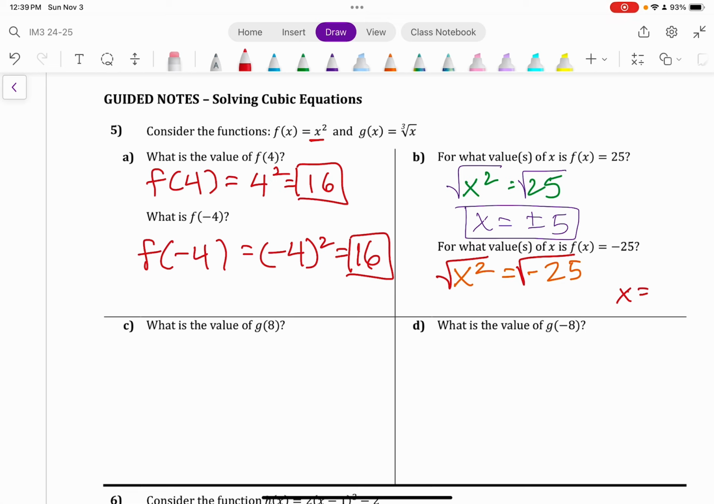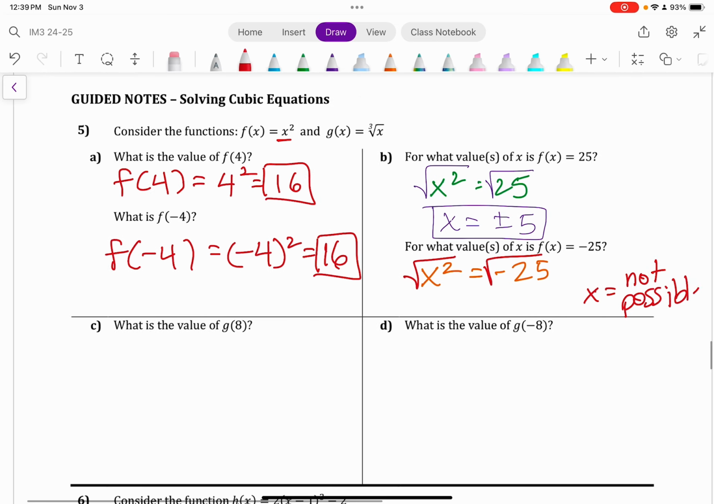Now think about this. Positive 5 and positive 5 make positive 25. Negative 5 and negative 5 also make positive 25. So this is actually not possible. It is not possible to get a negative output, or find a negative input that gives you a negative output, with a quadratic function. Or, in this case, we're solving for the square root. Now let's see how that differs with cube roots, or cubics in this case.